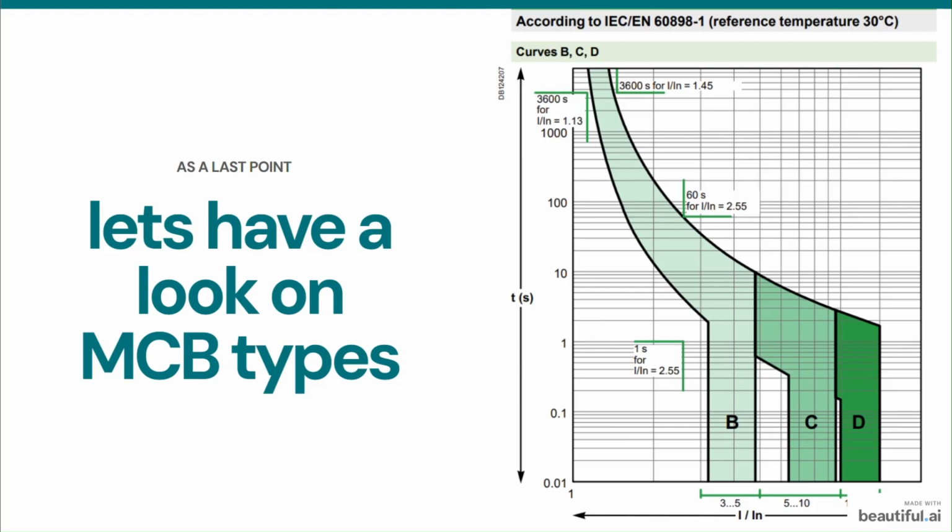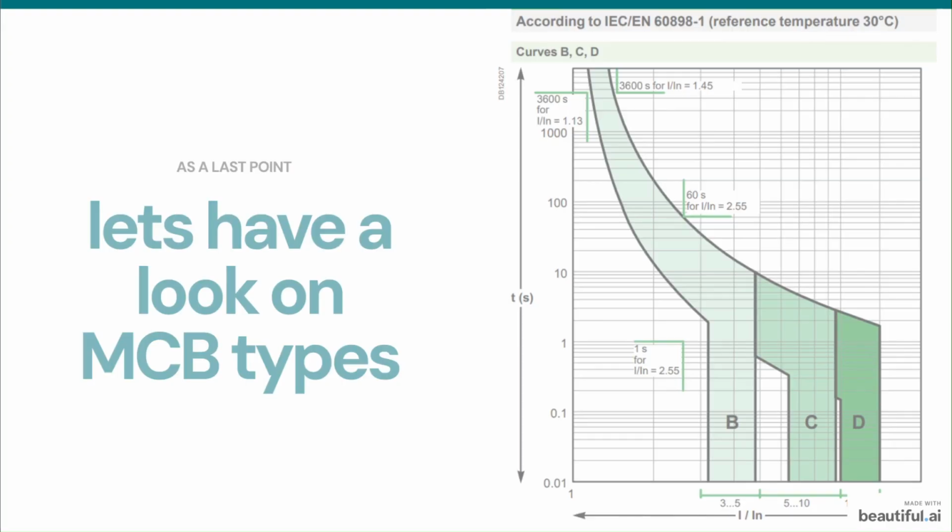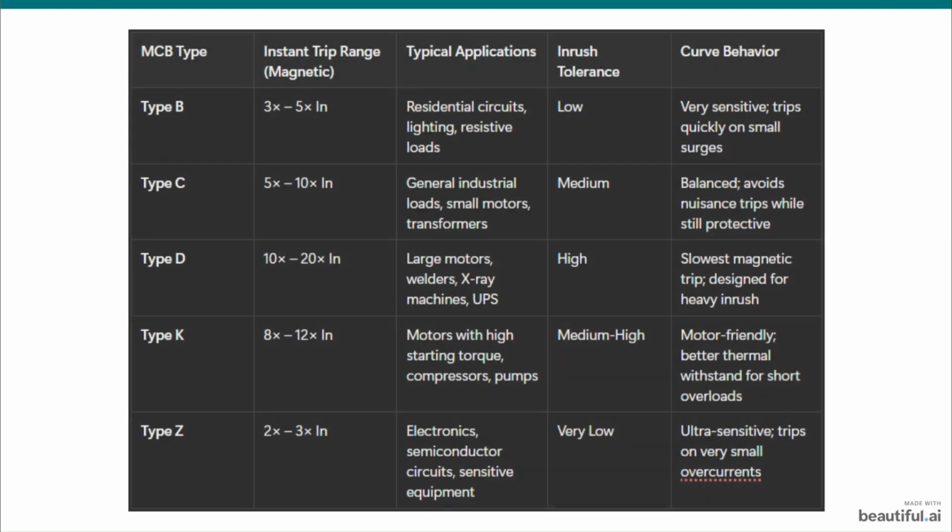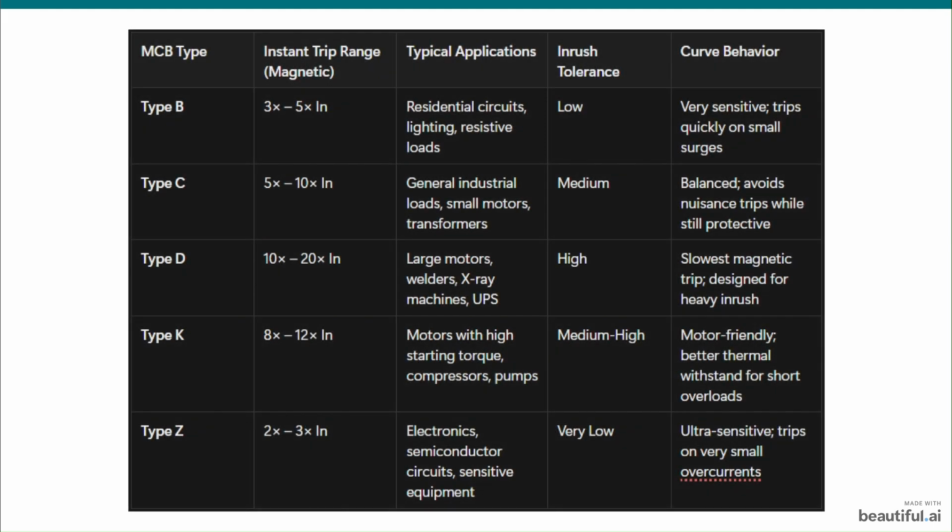MCB types are defined by how quickly they trip under sudden surges, with type B being the most sensitive at 3 to 5 times the rated current for residential and lighting circuits. Type C offering a balanced 5 to 10 times range for general industrial loads and small motors, and type D allowing 10 to 20 times inrush for heavy-duty equipment like large motors and welders.